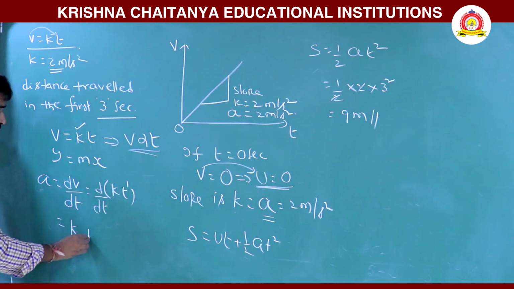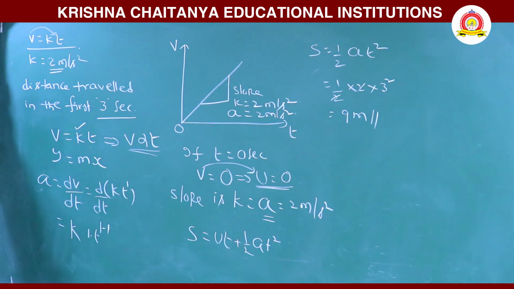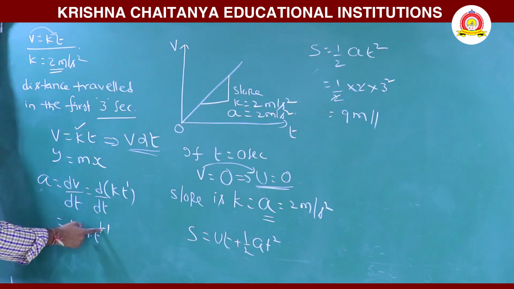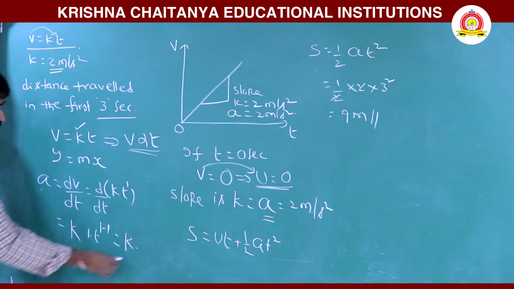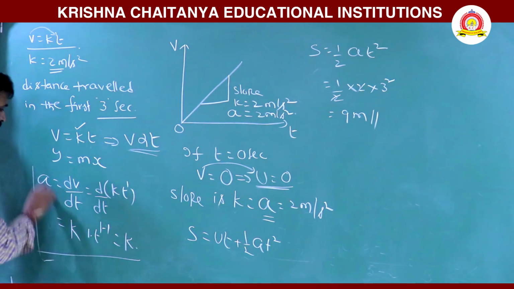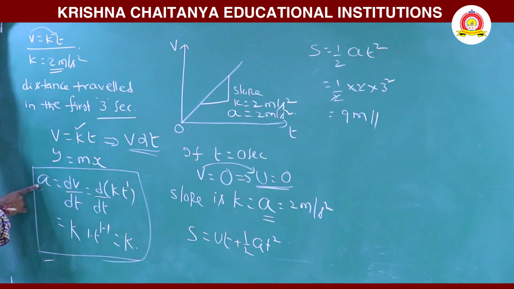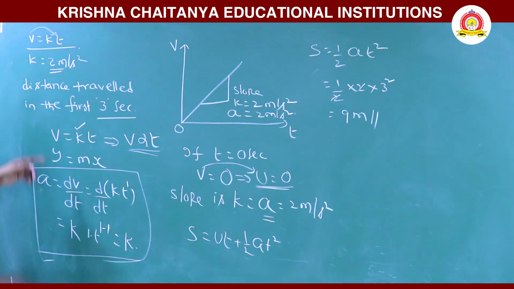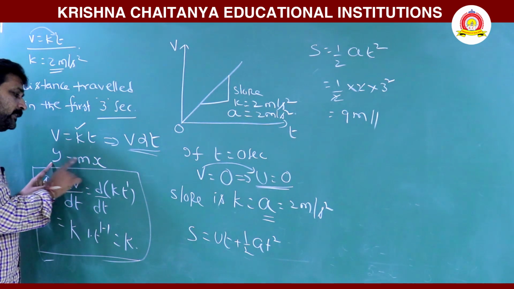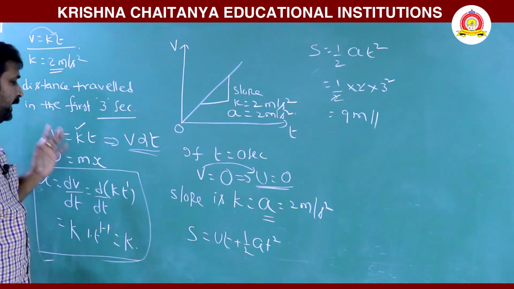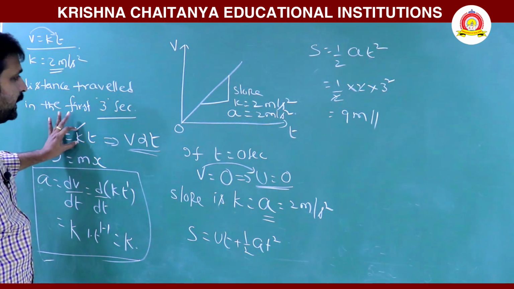1 into t power 1 minus 1. This is t power 0. T power 0 is 1. That means k. From differentiation, we obtained a is equal to k. Another method is from the graph, which is in the form of y is equal to mx, where m is slope, which is k.